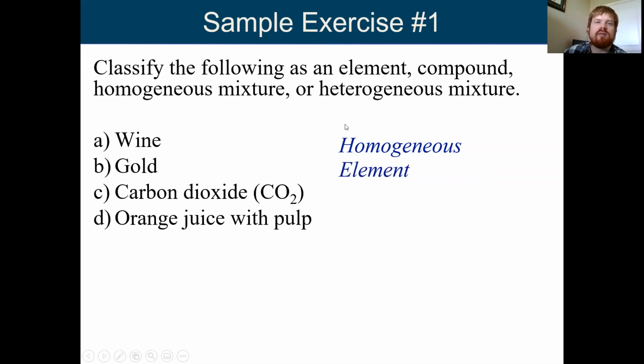Gold, that's an element, right? So you can look on the periodic table. You see gold, that's the element Au. We'll talk more about that in the future. But that's on the periodic table, element.